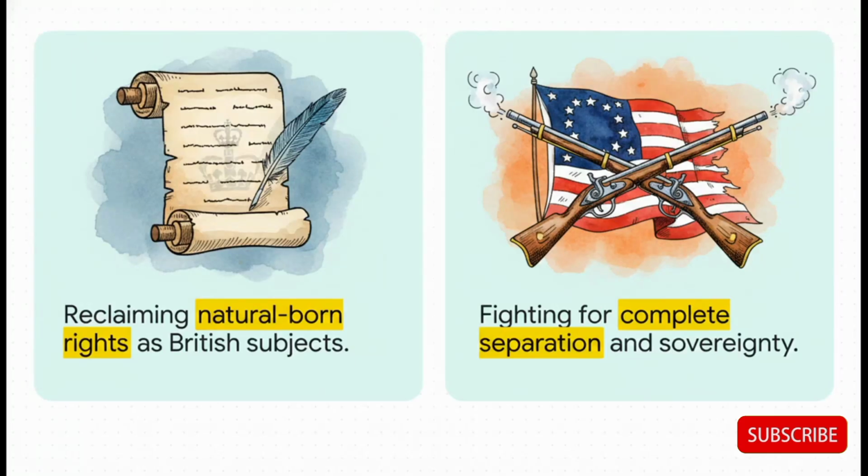Those words fundamentally altered the entire conflict. Initially, you have to remember, this was merely a rebellion. The colonists were just fighting to reclaim their constitutional rights as British subjects. But the Declaration? It changed the shape of the war completely. It became a full-fledged revolution. They were no longer just fighting for representation in Parliament. They were fighting for complete separation and the creation of an entirely new sovereign nation.